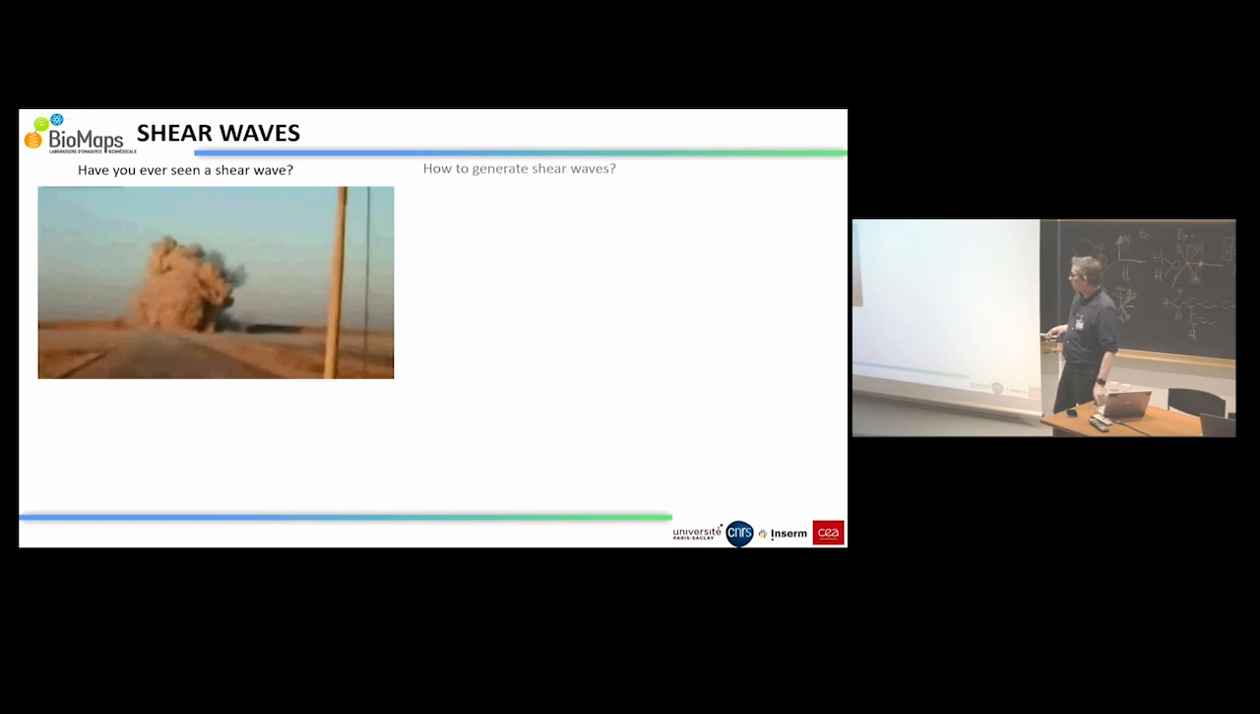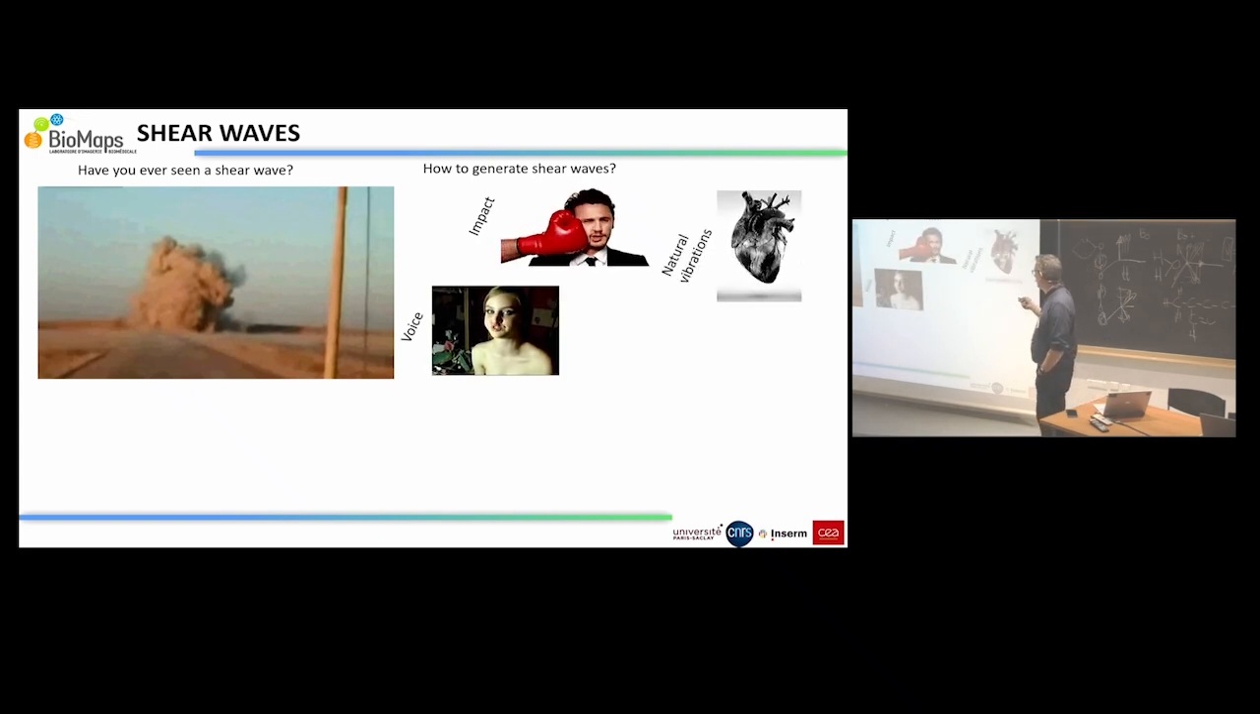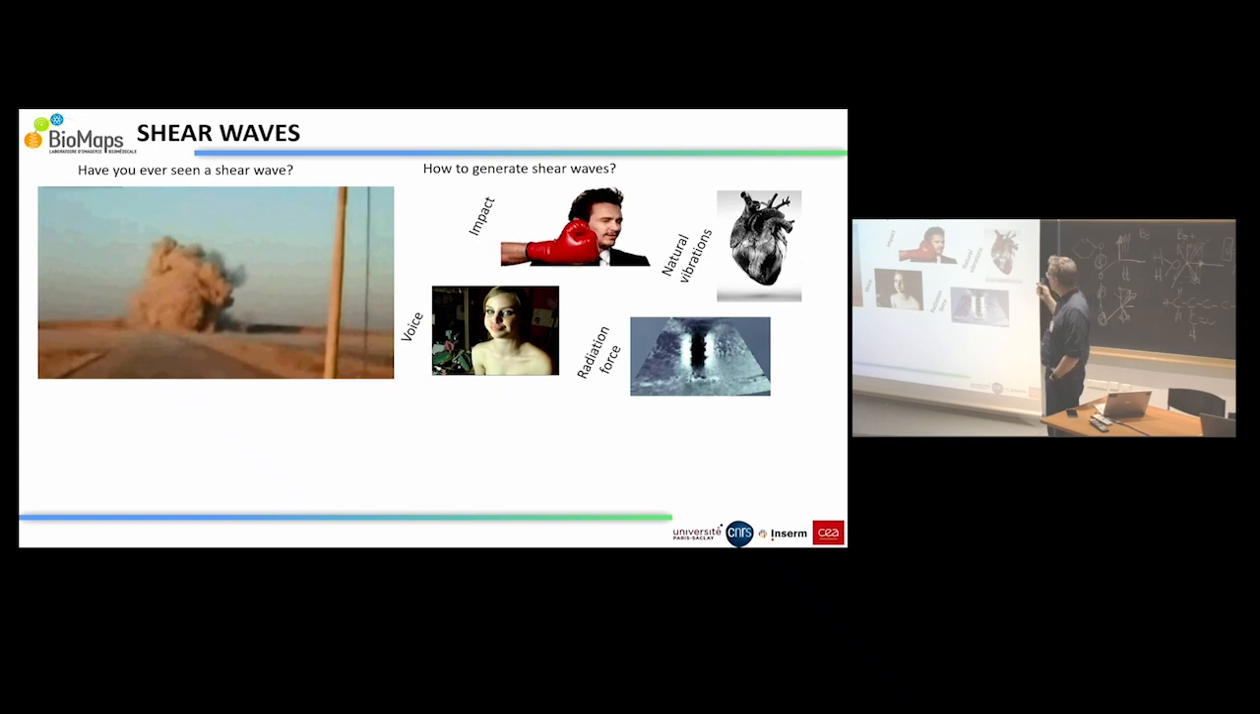Of course, we will not detonate bombs. You can hit people. So if you don't like James Franco, it's okay for you, this GIF. You can use natural vibration. When your heart beats, it generates shear waves into the tissue. You can speak, when you sing. If you place your finger on your neck, you will feel vibration. And this is the shear wave that you feel. And you can use radiation force, and this is what I will explain to you now.